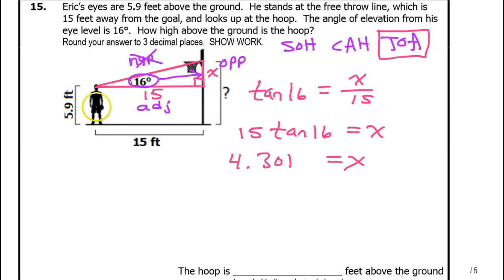Okay, so that is x, but the total height of the hoop is going to be an extra 5.9 feet. So I need to take this and I need to add 5.9 to it.